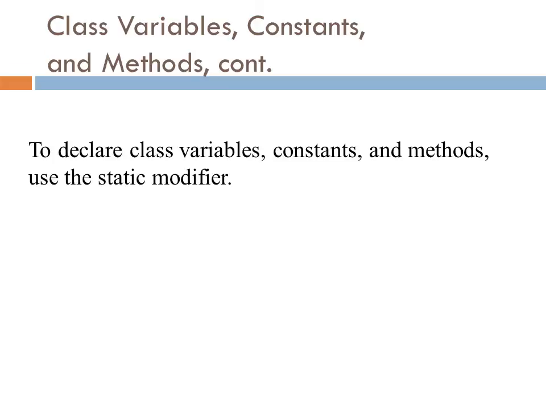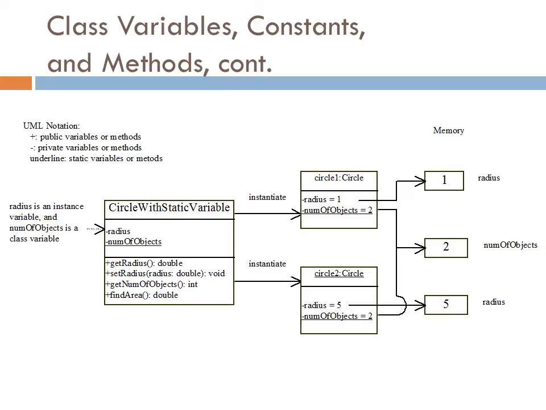To declare a class variable, constant and methods, we have to use the static modifier. So when we create static variables, in order to access those variables, we need not create an object for that particular class. We can access them directly. Next, class variables, constants and methods. So this example shows the list of properties of the radius class and what the methods are.